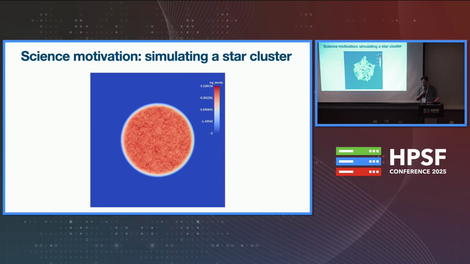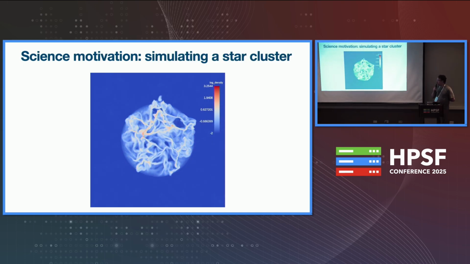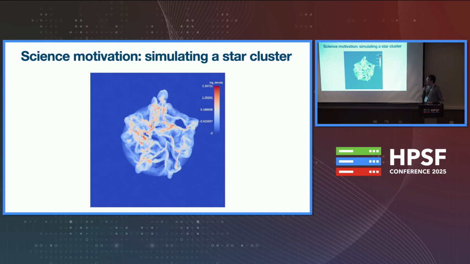So the original science motivation was to simulate a star cluster like this. The initial conditions are very idealized, but this illustrates the kind of application that we care about. We have some molecular cloud in a galaxy, and we're treating it in isolation. And we have open gravitational boundary conditions, which AMReX really helps us with.